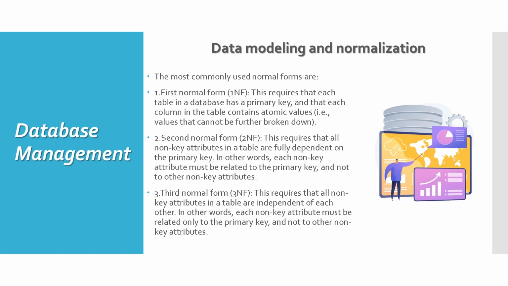1. First normal form, 1NF. This requires that each table in a database has a primary key, and that each column in the table contains atomic values, i.e., values that cannot be further broken down. 2. Second normal form, 2NF. This requires that all non-key attributes in a table are fully dependent on the primary key. In other words, each non-key attribute must be related to the primary key, and not to other non-key attributes.